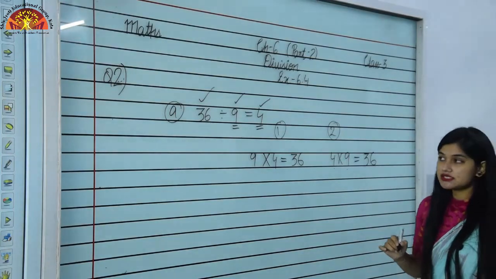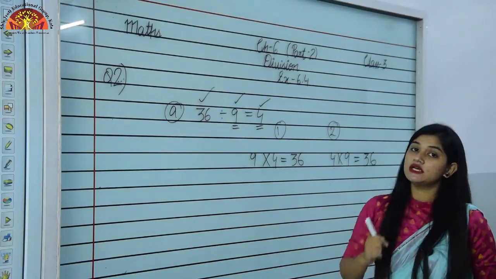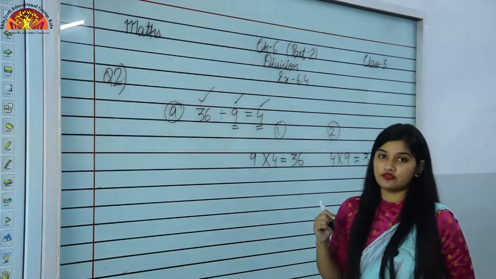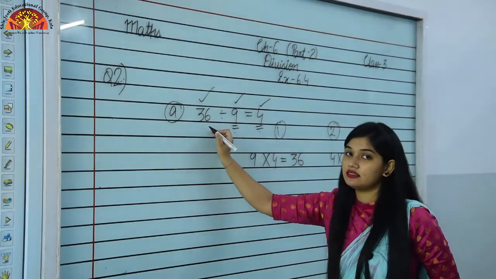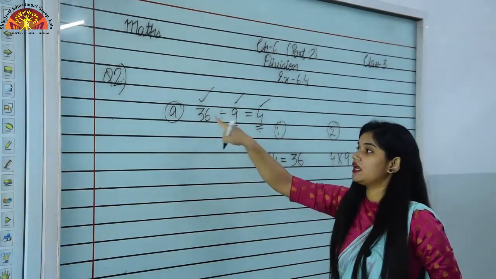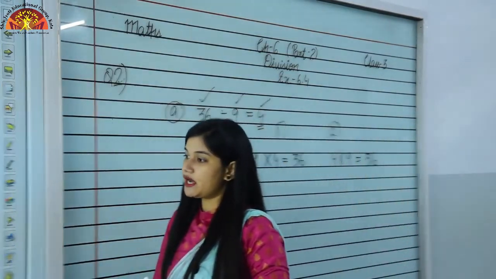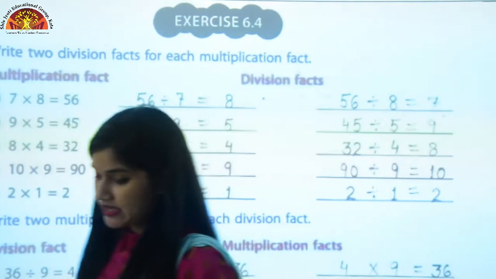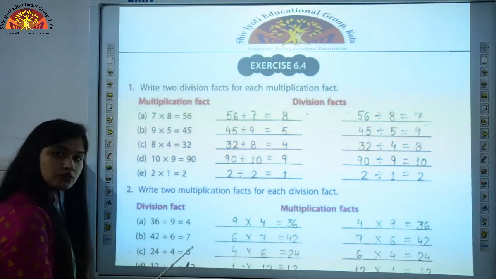Is it clear students? So what are the two multiplication facts for one division fact? If we multiply this 4 by 9 we will get 36, and if we multiply this 9 by 4 again we will get 36. Is it clear students? So just look here, B part, 42 divided by 6 is equals to 7.